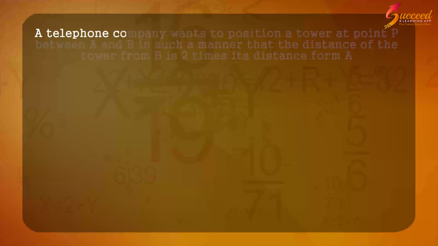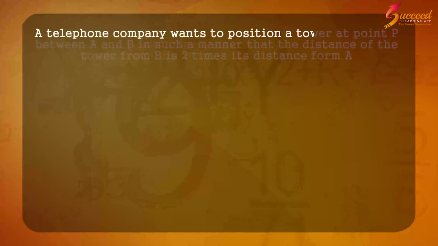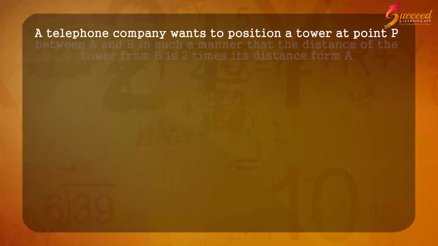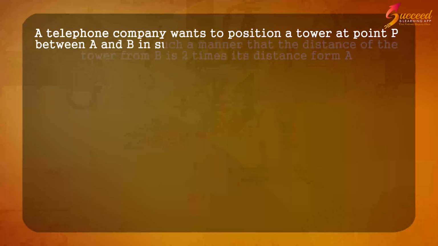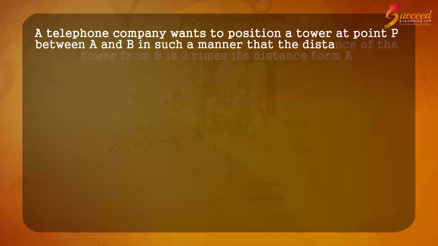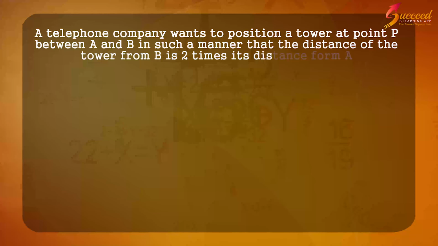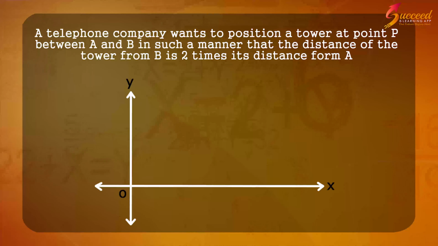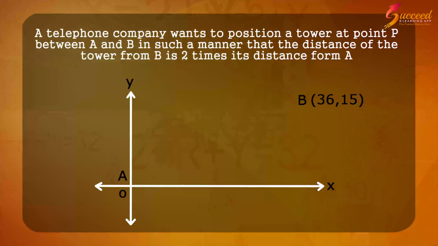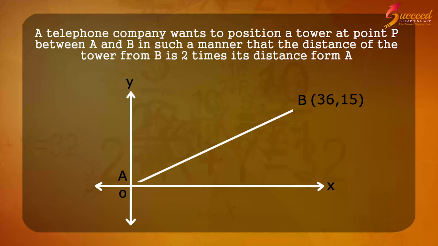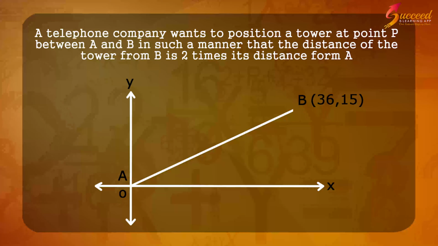A telephone company wants to position a tower at point P in between A and B in such a manner that the distance of the tower from B is 2 times its distance from A. If we take A as origin and it is given that the coordinates of point B is (36, 15), how do we identify the coordinates of point P?